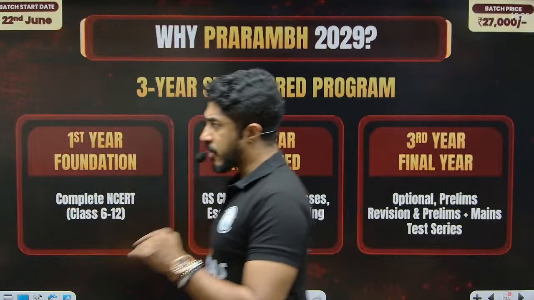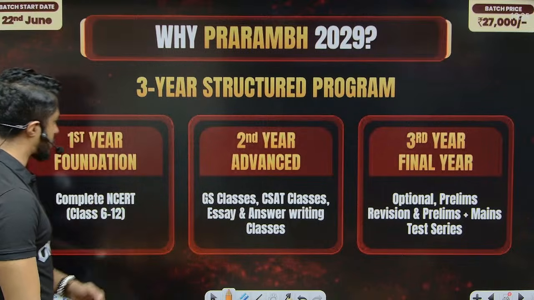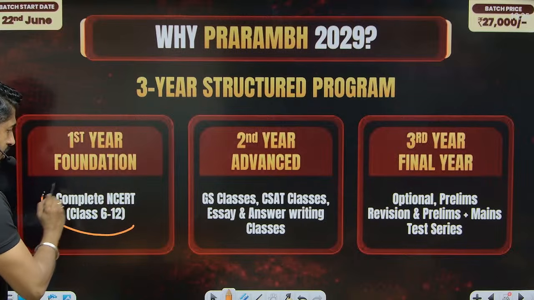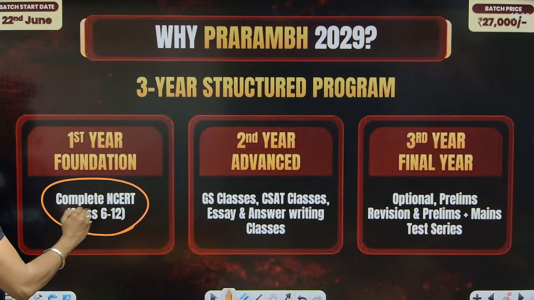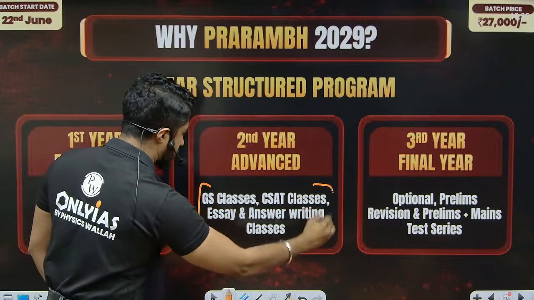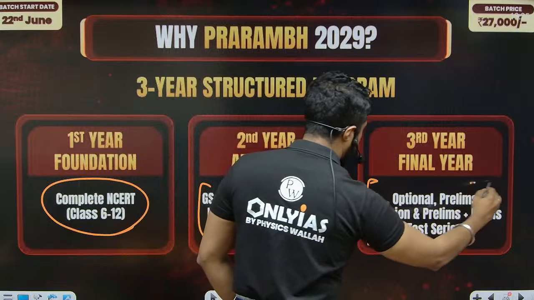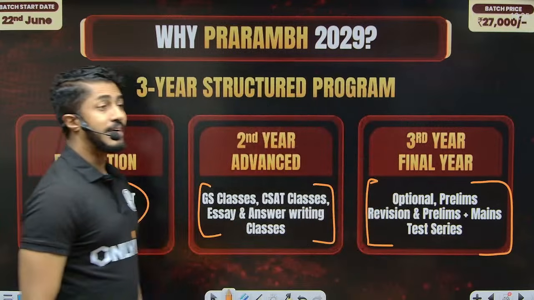And Praarambh 2029 will follow the same strategy that I told you for all those people who are preparing by themselves. First year, the foundation classes will basically cover the NCERT classes from 6th to 12th. Second year will consist of GS classes, CSAT classes, essay as well as answer writing. Third year will consist of optional, prelims revision and prelims plus mains test series.